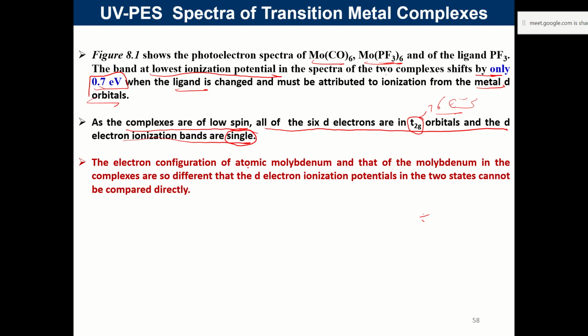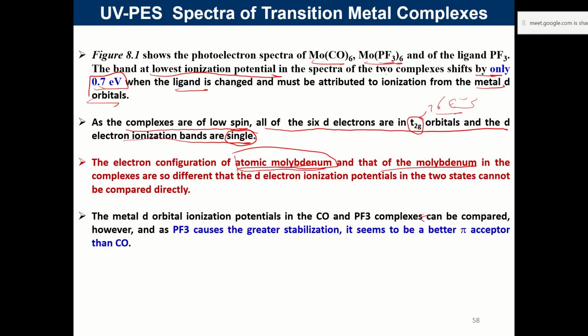So the electronic configuration of atomic molybdenum and that of molybdenum in the complex are so different that the d electron ionization is too different. So we have not compared the metallic d orbitals of atomic molybdenum and the molybdenum in complexes, because that is very different and it will be very difficult to analyze here. But what we have compared is PF3, the ligand alone, and the complex of PF3 with the molybdenum. So these two comparisons we have seen.